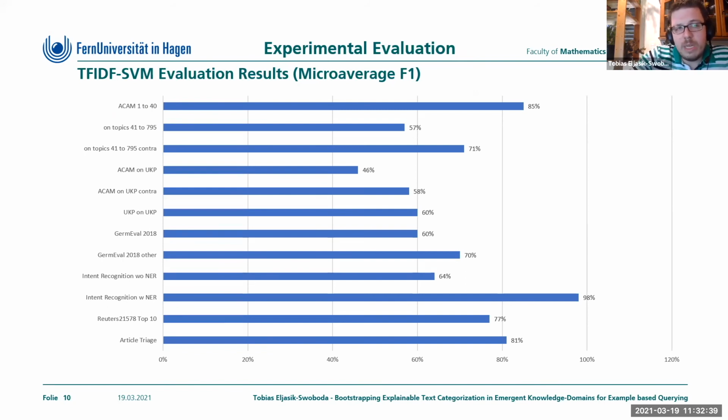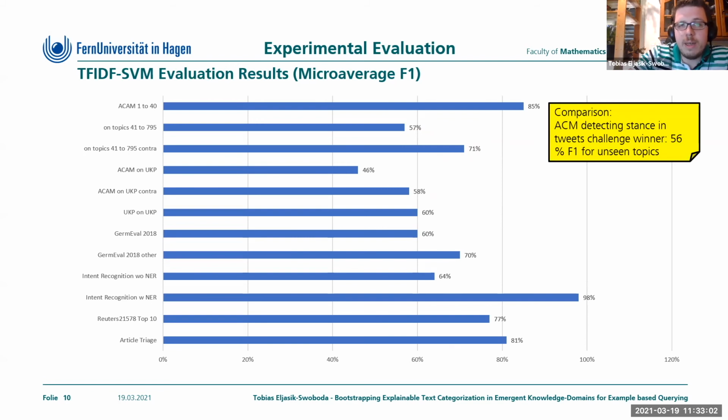And then we took this model and applied it to the remaining 750 topics. And what we had here, okay, it dropped down to 57 F1, but we already knew this stuff is much better at detecting contra categories. Maybe we just add one line of code and only take this decision into account for everything. And this boosted the effectiveness up to 71%. Just for comparison, the ACAM detecting stance in tweets challenge winner had 56% F1 for previously unseen topics. It's a different challenge, an apples and oranges comparison, but I want to illustrate that stance detection is not trivial.